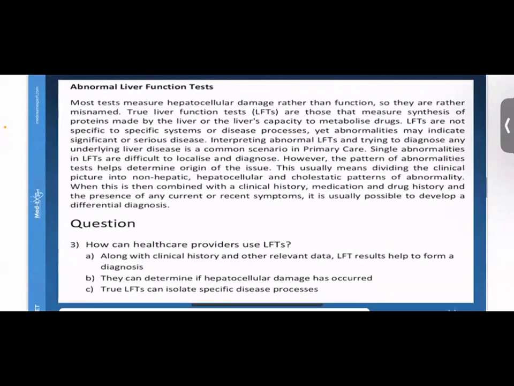So here is an example I have collected from part C, and you can see the extract on the screen, and the question is given: how can healthcare providers use LFTs? Here LFTs are liver function tests. So all of you can read it and read the questions, and please tell me what is the correct answer.